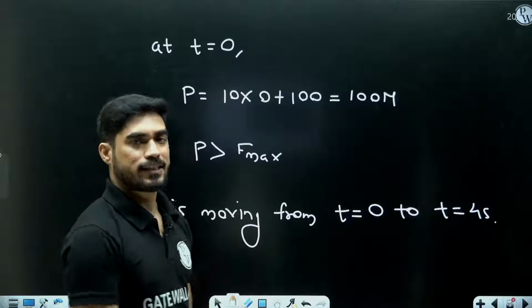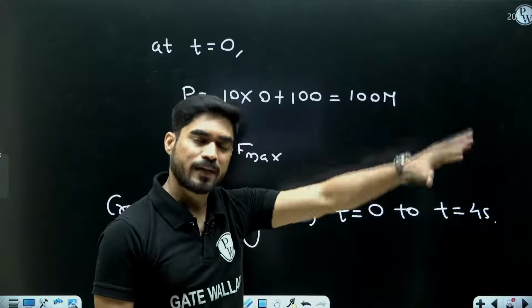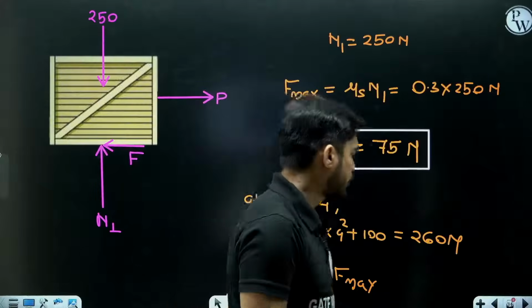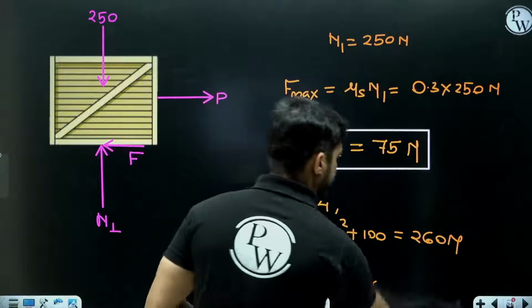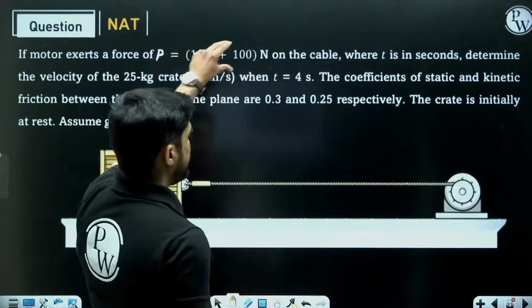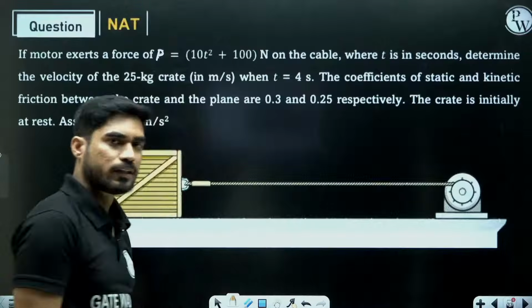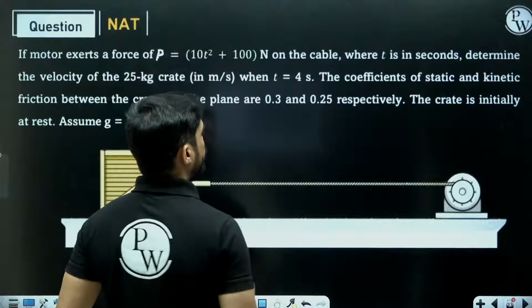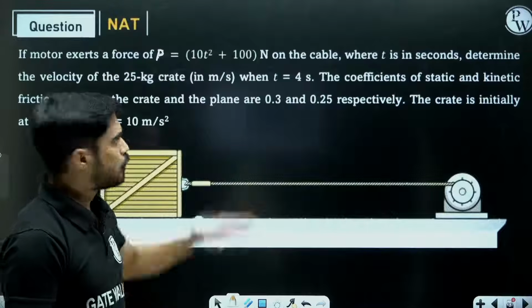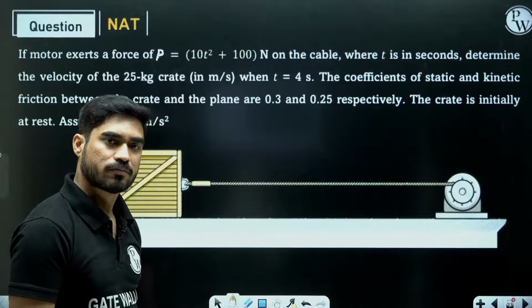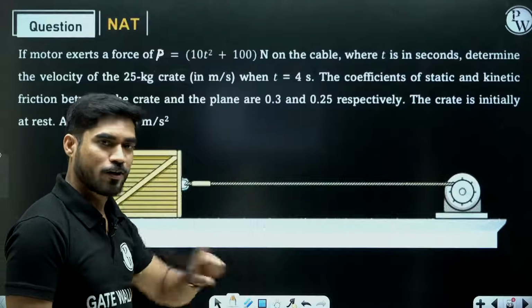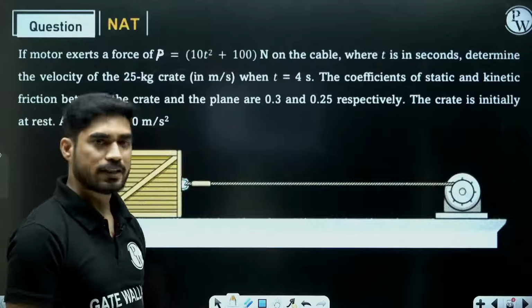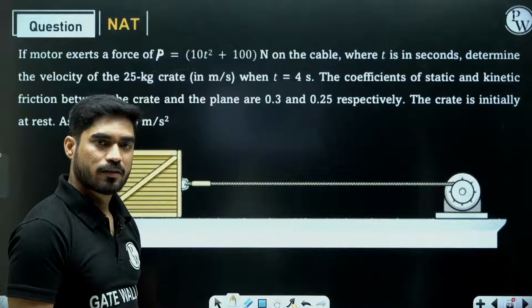Maybe in some question the crate will not move from the start, maybe it will move after 2 seconds. Let's say for example the force P was 10t square plus 20. So at t equals 0 seconds, the force will be only 20 Newton, right? So it will not move at 0 seconds. At t equals 1 second also, it will be only 30 Newton. So it will not move.